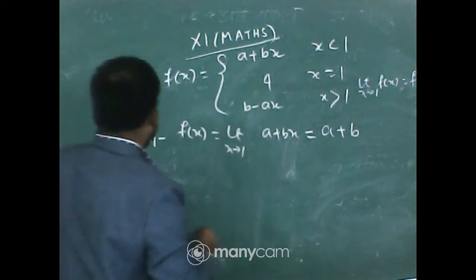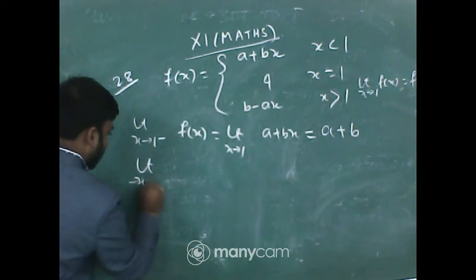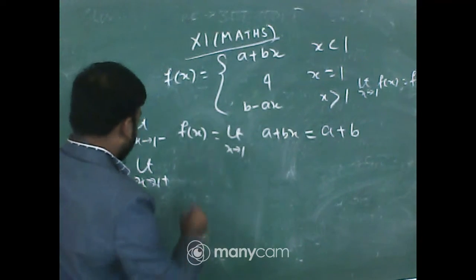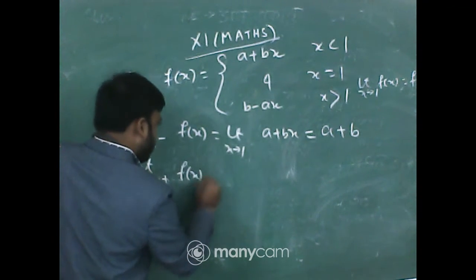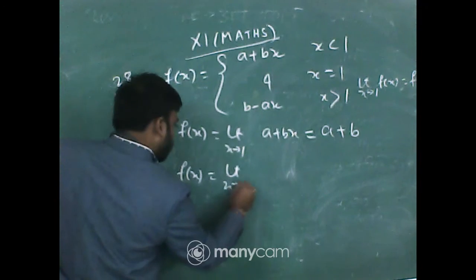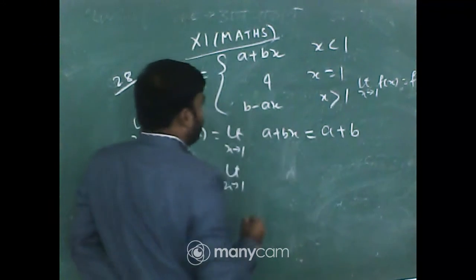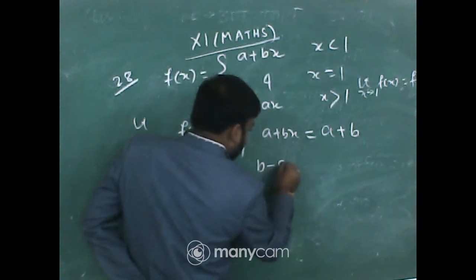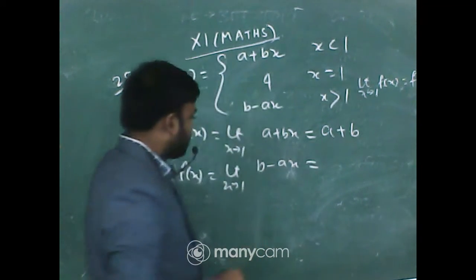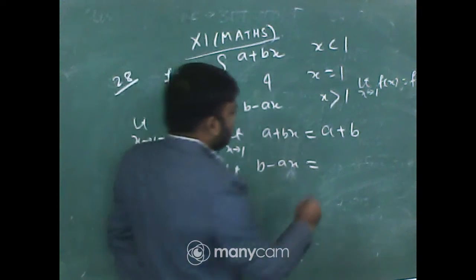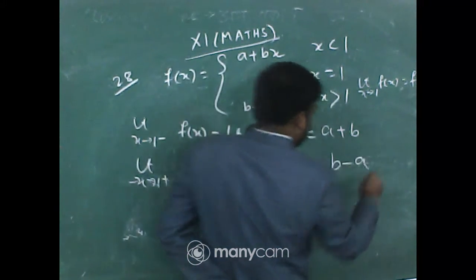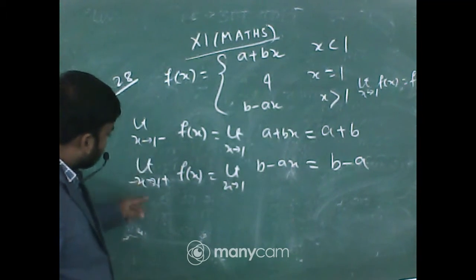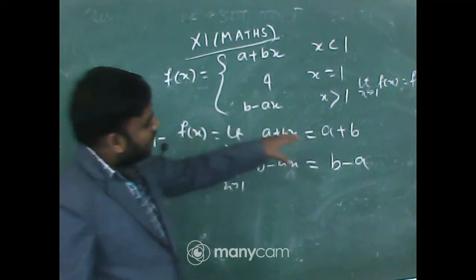And limit x tends to 1 plus fx equals limit x tends to 1 plus, meaning b minus ax. Put the value of x as 1, and you will get b minus a. Now limit x tends to 1 minus and x tends to 1 plus are a plus b and b minus a respectively.